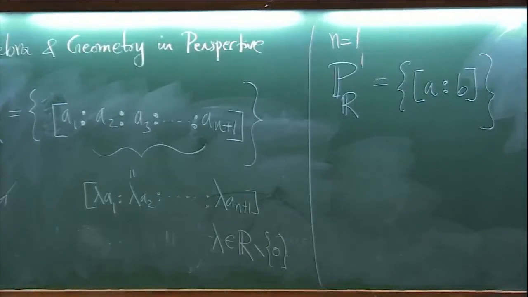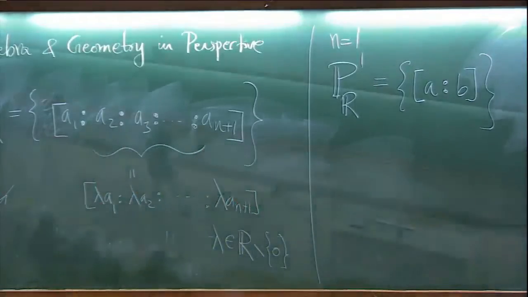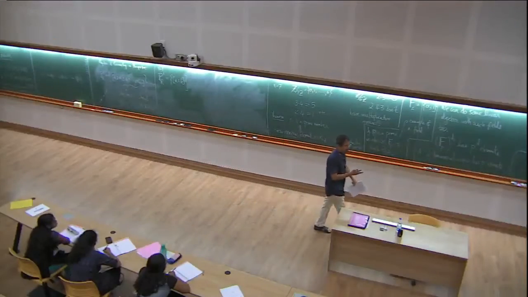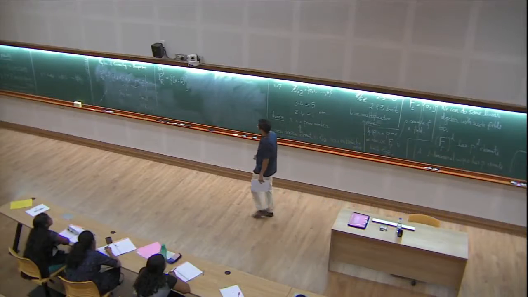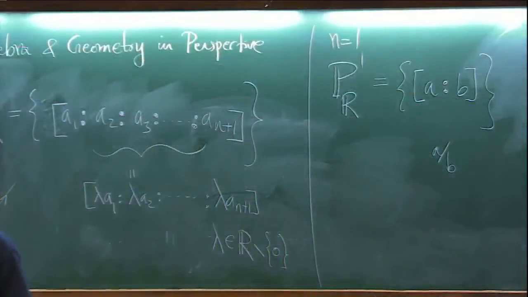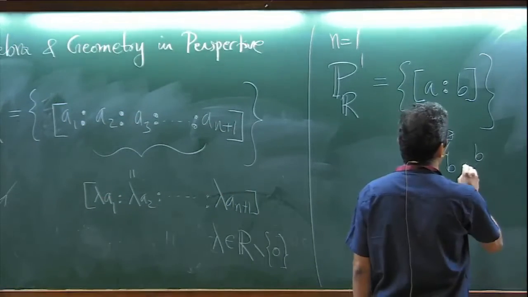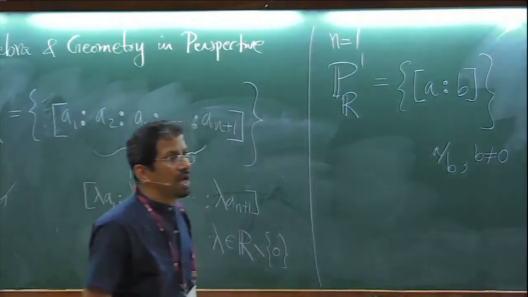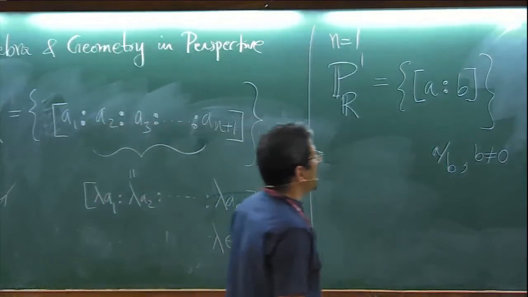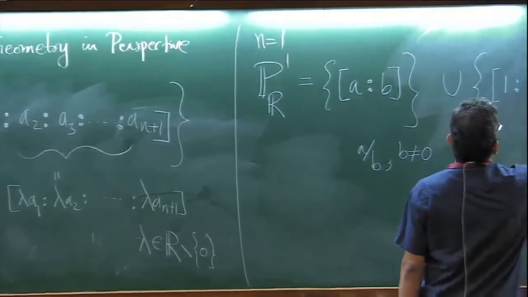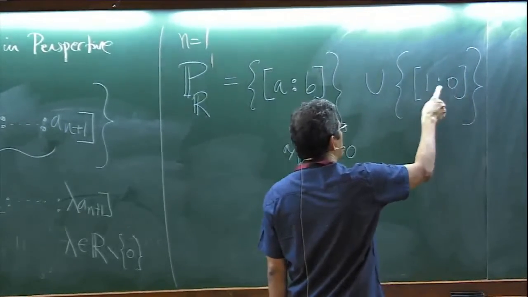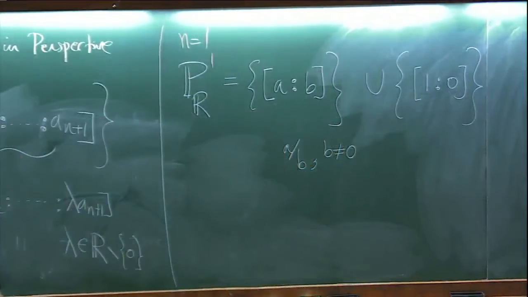But what's the ratio of two numbers? That's just a number. So it's in fact R, almost. The ratio of two numbers is just a number. So in other words, you can think of this as A over B, except if B was zero. So if B was zero, then you can't. So you can think of this as A over B if B is not zero. And if B is zero, then it turns out you are left with only one point. Because if B is zero, then you have A colon zero, but A colon zero is the same as one colon zero because you can divide by A. You can multiply or divide by any number.